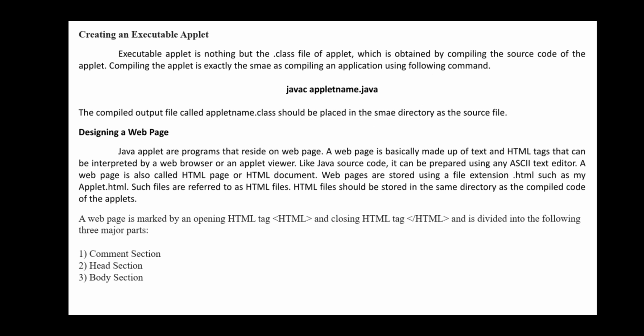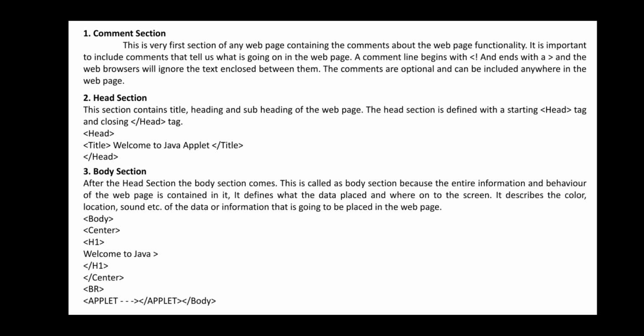We can say designing a web page includes 3 different types of sections: the comment section, the head section, and the body section. The comment section is the first section of any web page, containing comments about the web page functionality, meaning what you want to do. We write comments for a Java program or C programming language, no? In the same way, web pages have their own comments. For example, you can write "My first applet program".